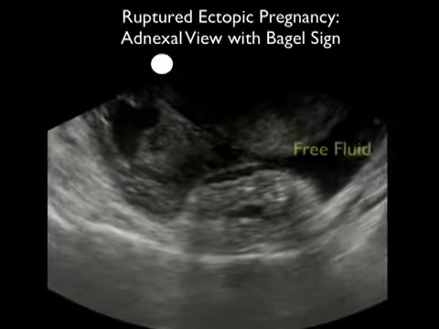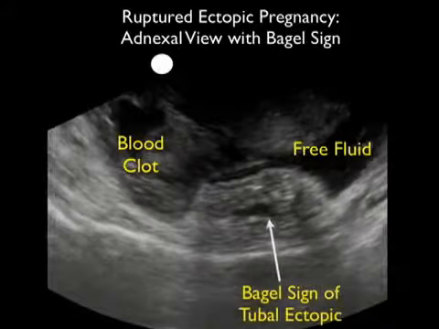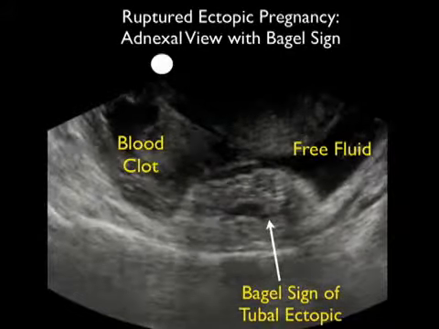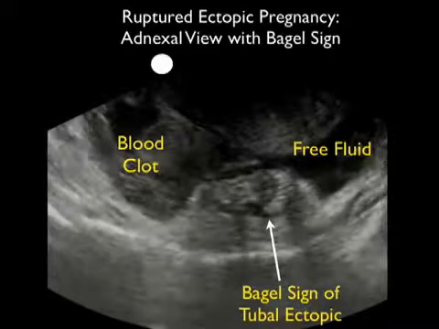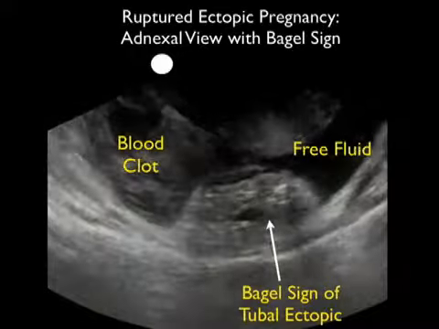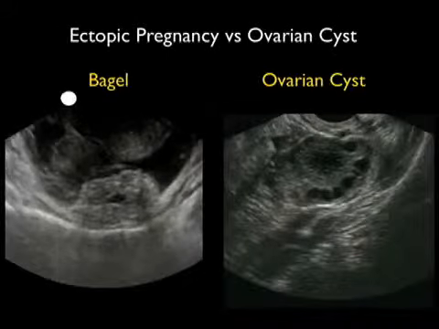So, given the absence of an intrauterine pregnancy, we decided to scan out to the adnexa, and notice here the presence of a bagel sign of a tubal ectopic pregnancy. We see fresh fluid here above the bagel to the right, blood clot to the left, and the more hyperechoic or lighter bagel sign in the middle of the image.